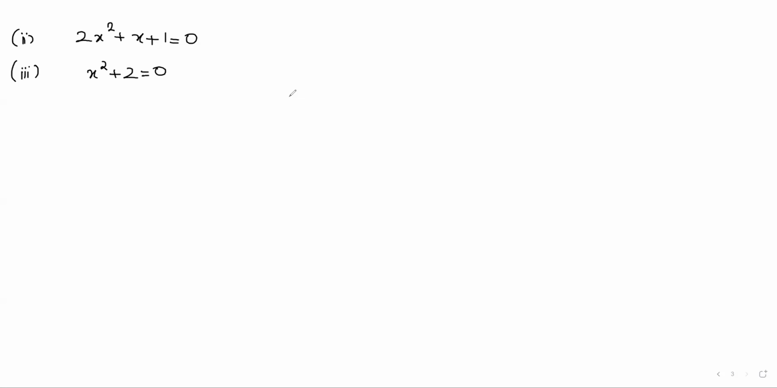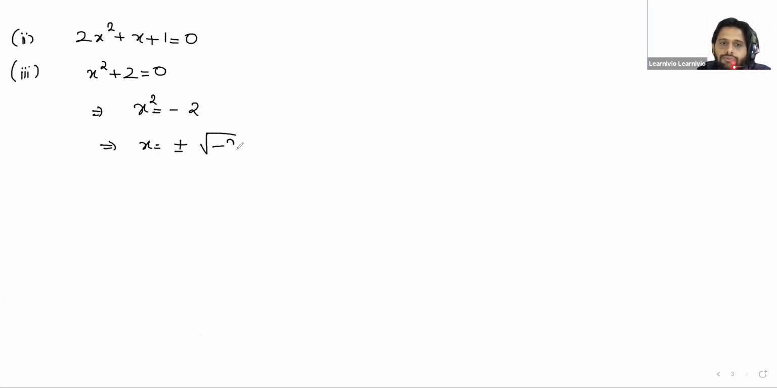Done, sir. Okay, Safan, what's the answer? Minus 0 plus minus root 8 iota by 2. Okay, let me check. So Safan, in this case, can we shift this to the right side? Okay, and we will get x is equal to plus minus root of minus 2. And this will give us plus minus root 2 iota.